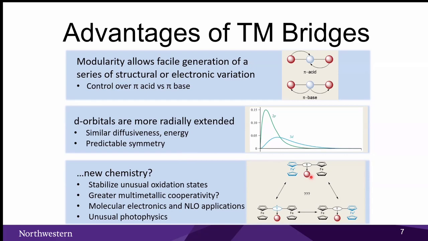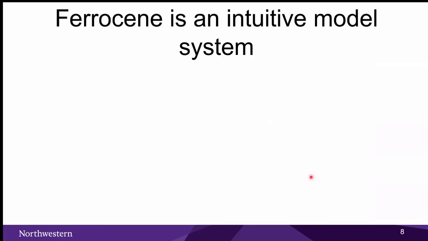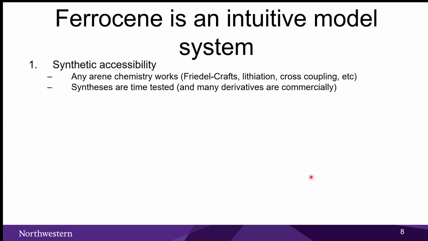So to simplify that a little bit and to explain why I keep showing ferrocene in my slides, I find it to be a pretty intuitive model system. And there's a variety of reasons for that. One of the most helpful ones is that it's extremely synthetically accessible, because ferrocene acts mostly like a naive or innocent arene. Any sort of organic chemistry you could do on an aryl system, you can do on ferrocene. So Friedel-Crafts, lithiation, cross-coupling, those all work perfectly fine.